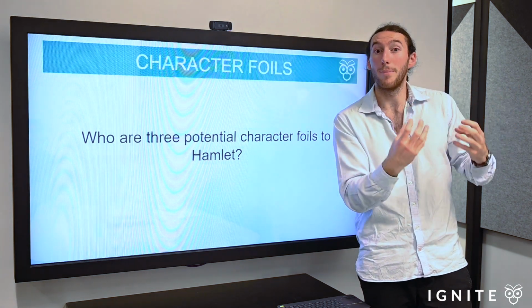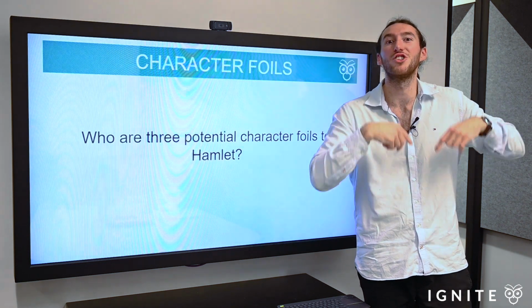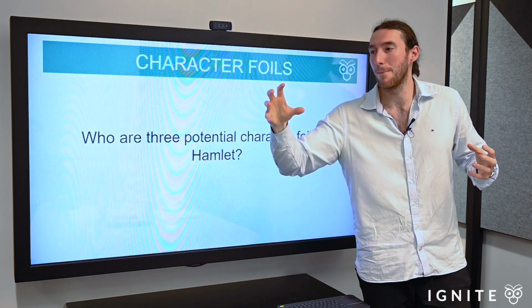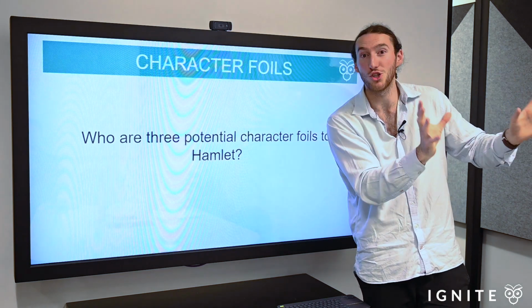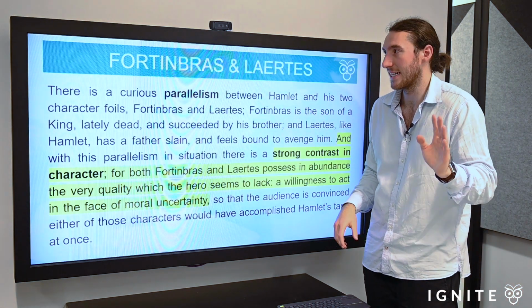Laertes and Fortinbras both have their fathers killed and both seek revenge, and they both actually take action to do it straight away. Hamlet, the third guy over here, can't do it. And we're going to better understand that by comparing him to those two other characters. So I put some great material on here for you to take down.